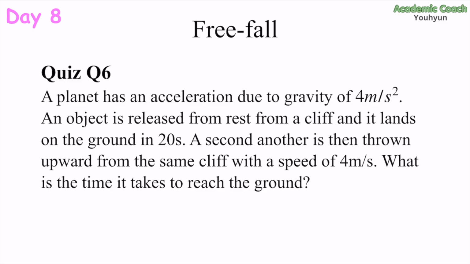Question number 6. A planet has an acceleration due to gravity of 4 meters per second squared. So it's not Earth. An object is released from rest from a cliff and it lands on the ground in 20 seconds. A second object is then thrown upward from the same cliff with a speed of 4 meters per second. What is the time it takes to reach the ground?